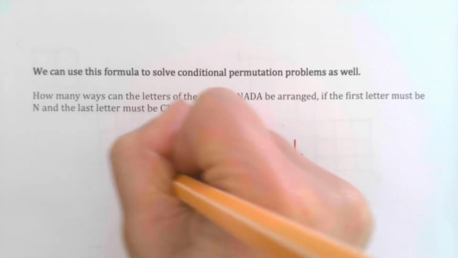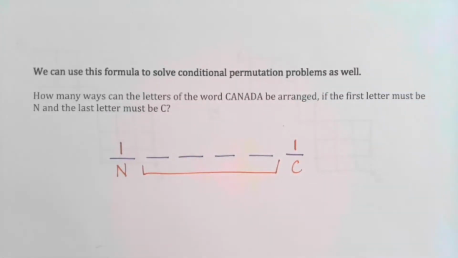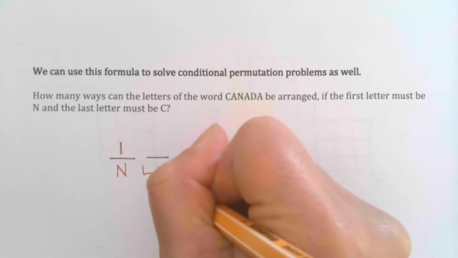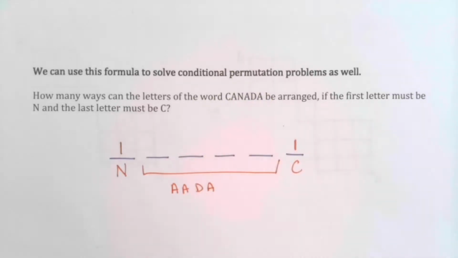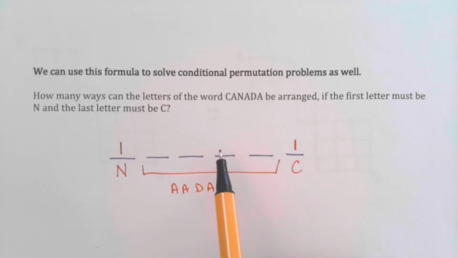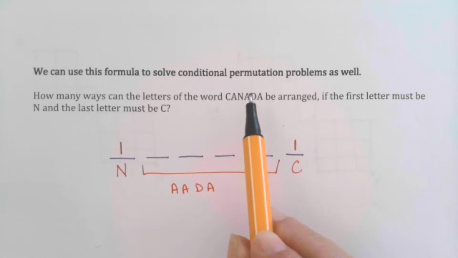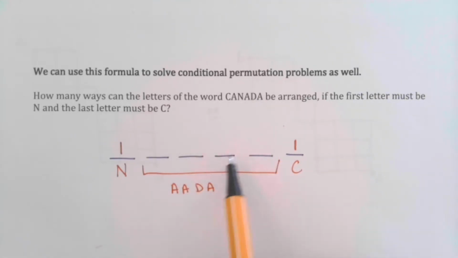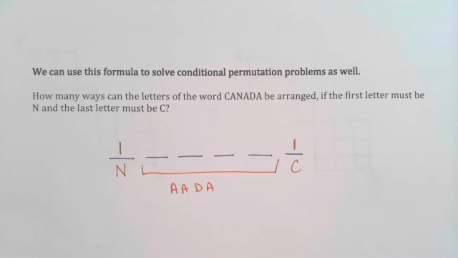What that means is this middle piece, those 4 have to be the letters A, A, D, and A. But the A's are all 3 identical. So this isn't just 4 times 3 times 2 times 1, because if we put A number 1 in, A number 2 in, A number 3 in and then the D, or we put 3, 2, 1 and then the D, they're going to look exactly the same because the A's are all identical.